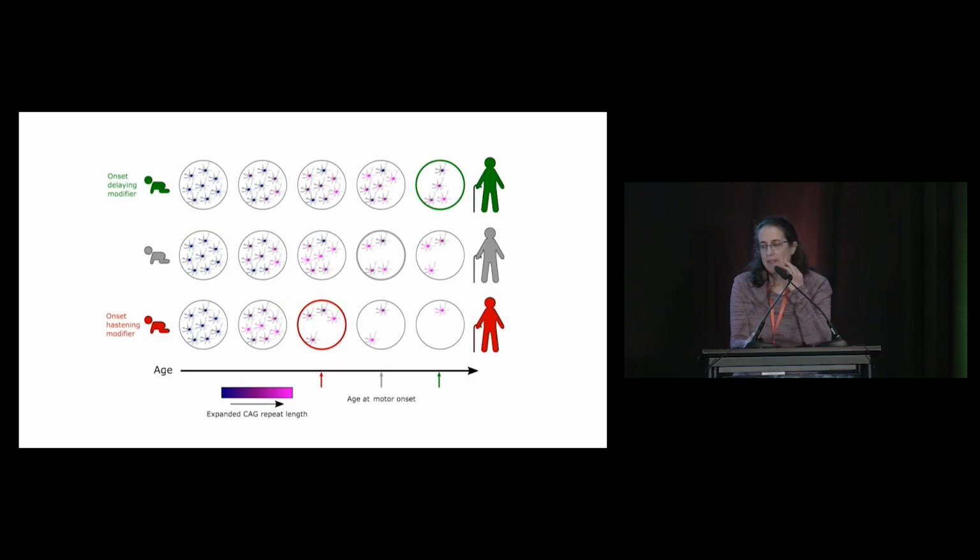And so then, therapeutically, thinking about what we might want to do, going back to human again, and the modifiers. So this is a kind of cartoon depiction of neurons with repeats getting longer over time, getting to some threshold where they die, and eventually you get clinical onset. Onset delaying modifiers will slow that process of repeat expansion, and onset hastening modifiers will speed it up. And what we want to do is to try and find therapeutics that will slow, sort of turn to green, essentially. Slow or stop that process.